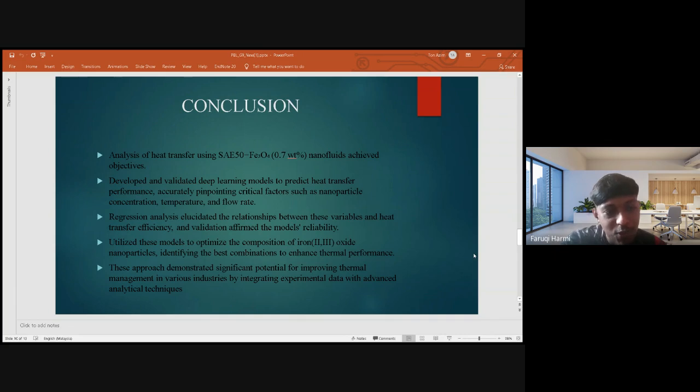Utilize this model to optimize the composition of iron oxide nanoparticles, identifying the best combination to enhance thermal performance. This approach demonstrates significant potential for improving thermal management in various industries by integrating experimental data with advanced analytical techniques. So, move to the next slide.